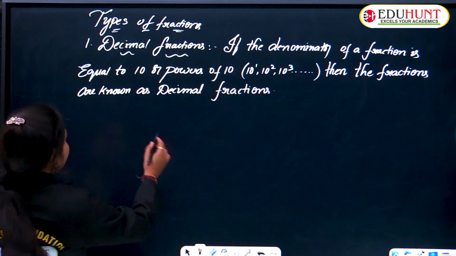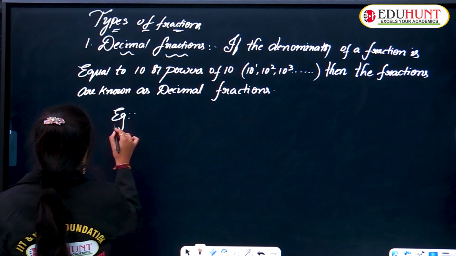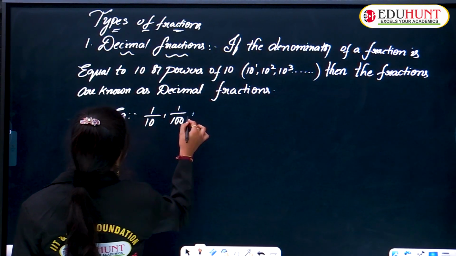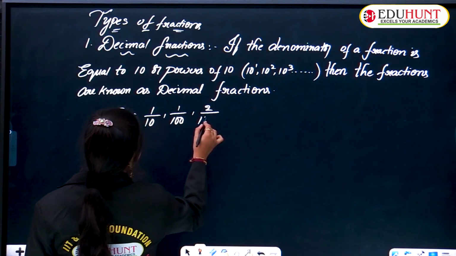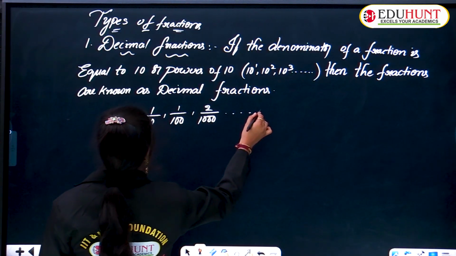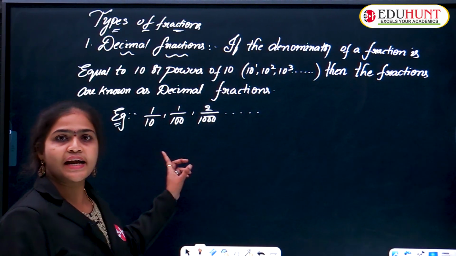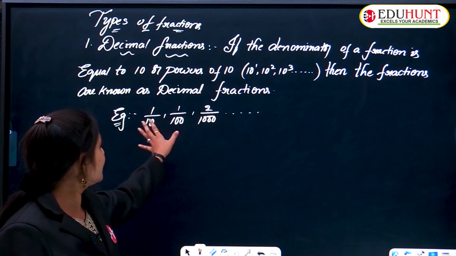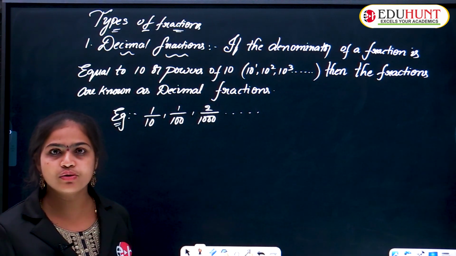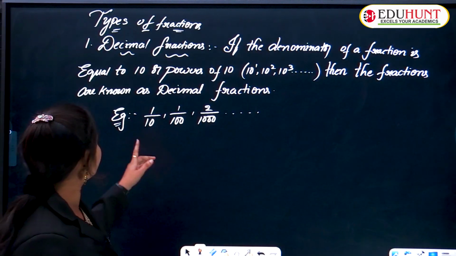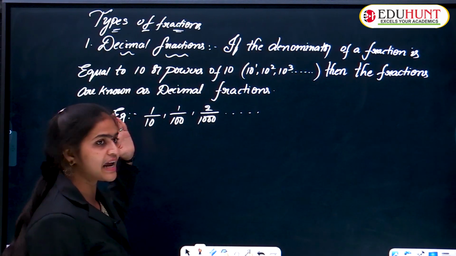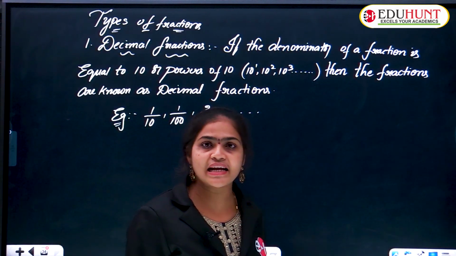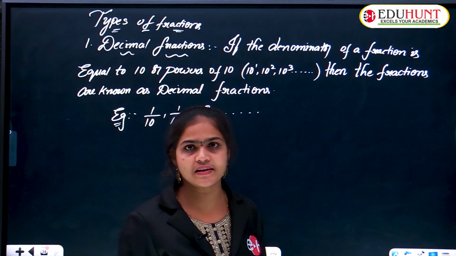Understood? Just see the examples here: 1 by 10, 1 by 100, 2 by 1000 and so on. This kind of fractions are called decimal fractions. Why? Because these we can convert into decimal numbers. That's why the fractions which have denominators as 10 or powers of 10, we will call decimal fractions.